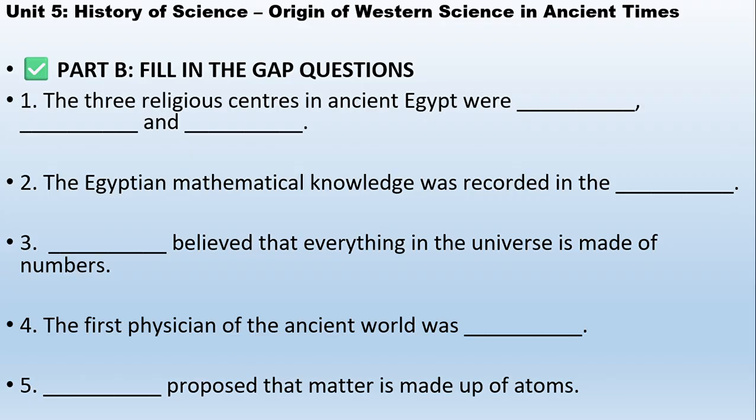Question three: Dash believed that everything in the universe is made up of numbers. Yeah, Pythagoras. Then number 4, the first physician of the ancient world was the son of... Imhotep. Then number 5, Dash proposed that matter is made up of atoms. You have answered this. Yeah, Democritus.